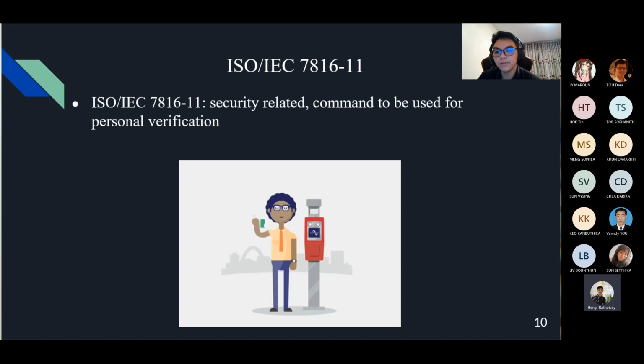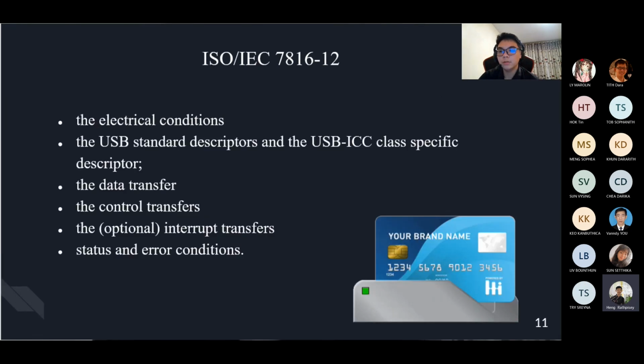The ISO 7816 Part 11 defines security-related commands to be used for personal verification through biometric methods in the ICC. It also defines the data structure and the data access method for the use of the card as a carrier of the biometric reference and as a device to perform verification of the cardholder's biometric probe.